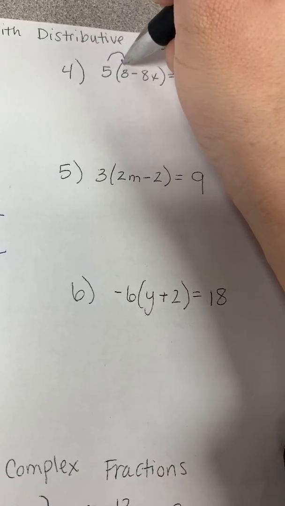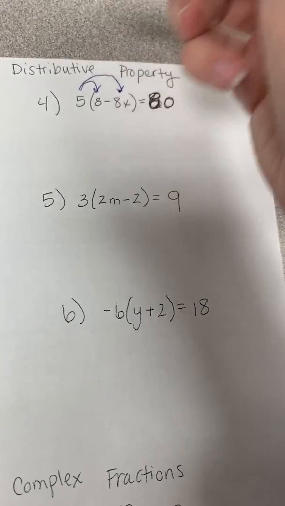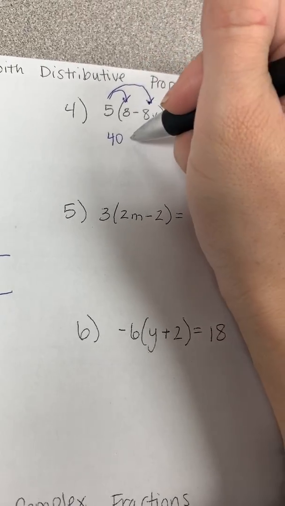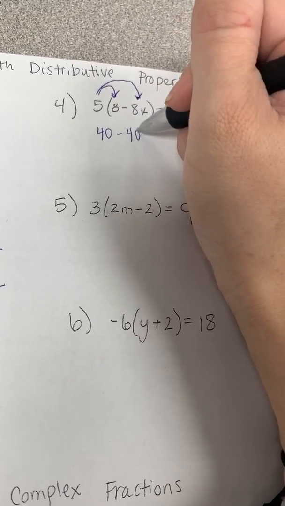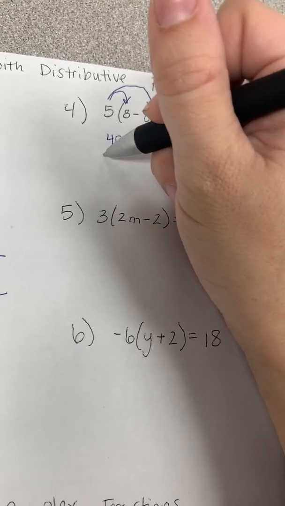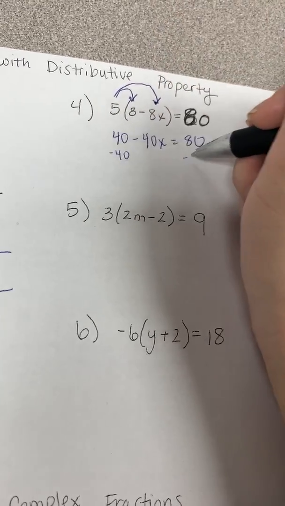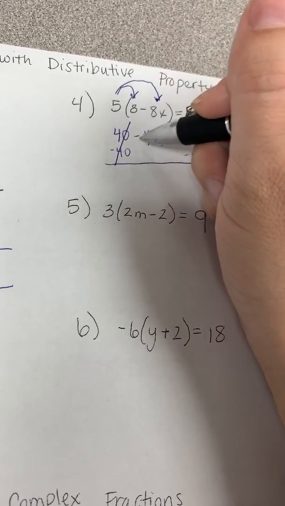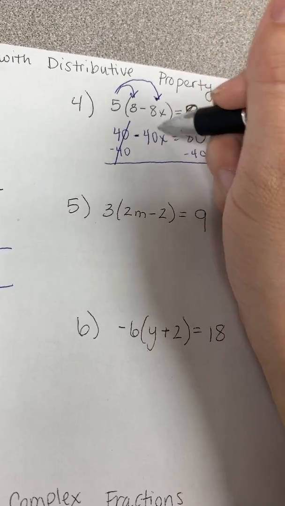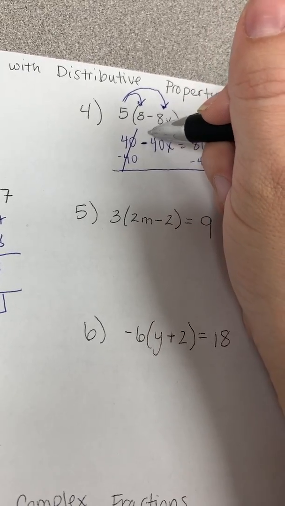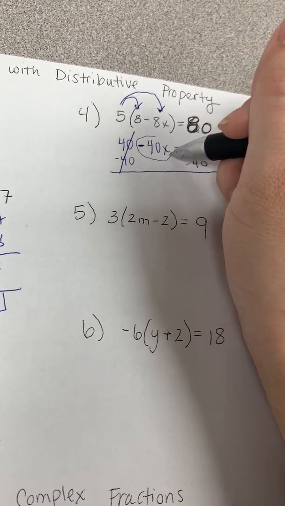Same thing with here. Hopefully practice is making perfect. 5 times 8 is 40. 5 times negative 8 is negative 40x equals 80. Minus 40 minus 40. So this happens again where this is the negative sign. This goes with this one. Okay, this is a positive 40, so this subtraction sign goes with that.